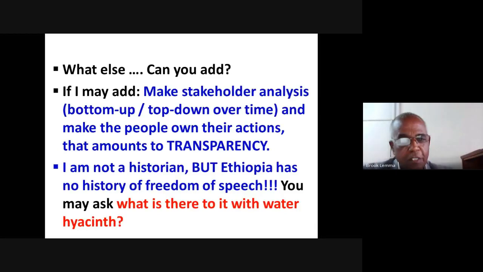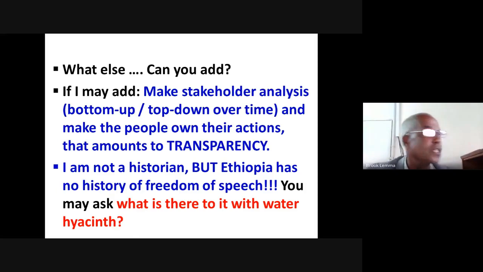I'm not sure if there's any country where it is not. Ethiopia has not so much good history in freedom of speech, but then you may ask me, what has that got to do with water hyacinths? But if we want to manage our water hyacinths, then we have to manage our watersheds, which are public property. Then we have to manage our water systems, which are again public property, which are free to everybody. Anybody who has got a pump can put it on the shore and pump any amount of water, whether appropriately used or not.